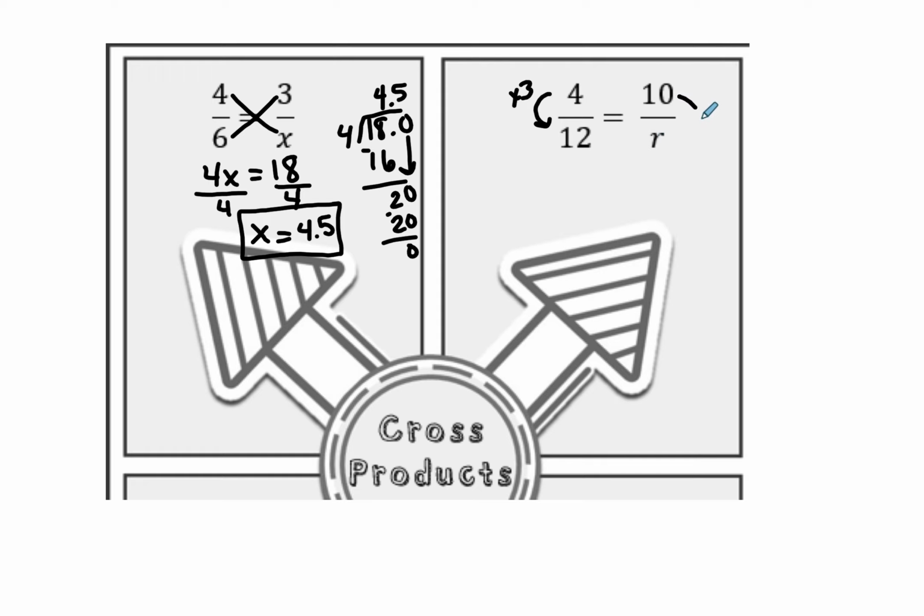4 times 3 is 12, which means that pattern is going to be true on this side as well. 10 times 3 is going to give us R equals 30. You can do cross products on this one as well.